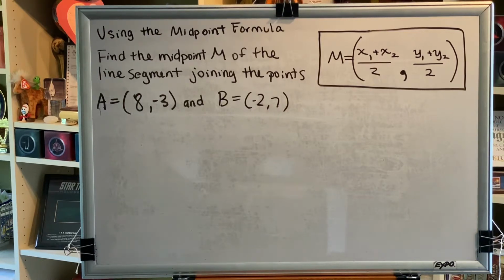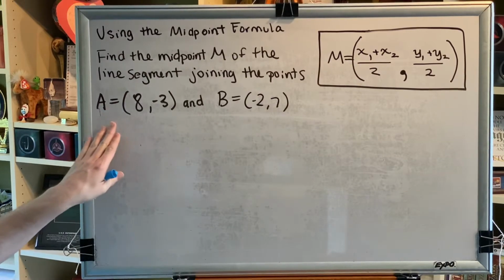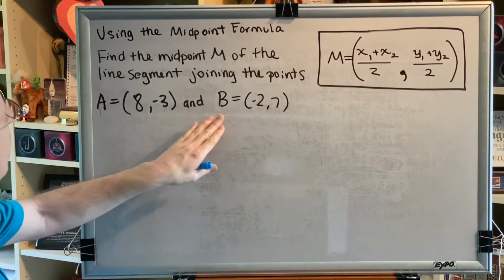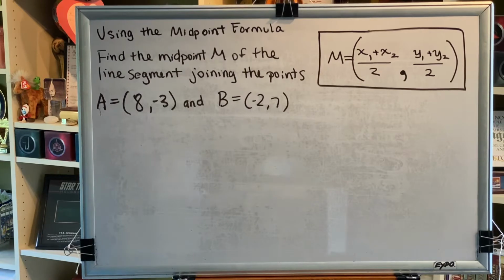The topic of this video is using the midpoint formula. Let's look at a problem. Find the midpoint M of the line segment joining the points A and B, where A has coordinates 8, -3, and B has coordinates -2, 7.